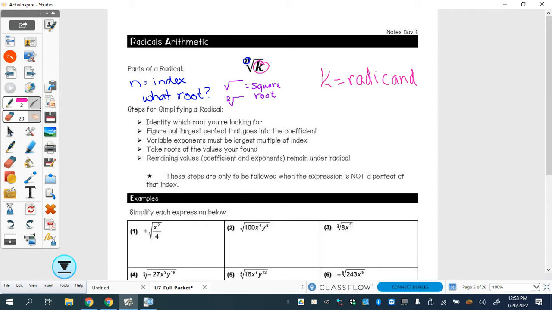Are there going to be any imaginary numbers? There could be. There could be. I know, you're so excited.